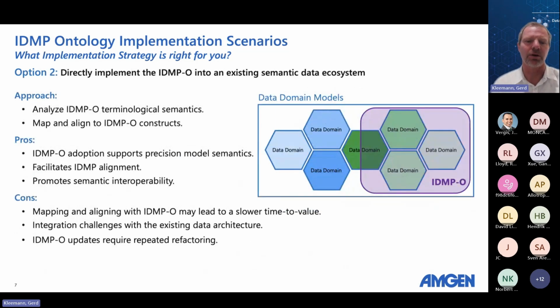On the opposite end, option two suggests to directly ingest the IDMP ontology into an existing semantic data ecosystem. For that, the semantics must be analyzed to determine whether internal and IDMP ontology data concepts align and map to a company's understanding. The pros of this approach are that the integration of the IDMP ontology produces precision model semantics, and that the adoption of the IDMP ontology semantics facilitates IDMP alignment and promotes semantic interoperability.